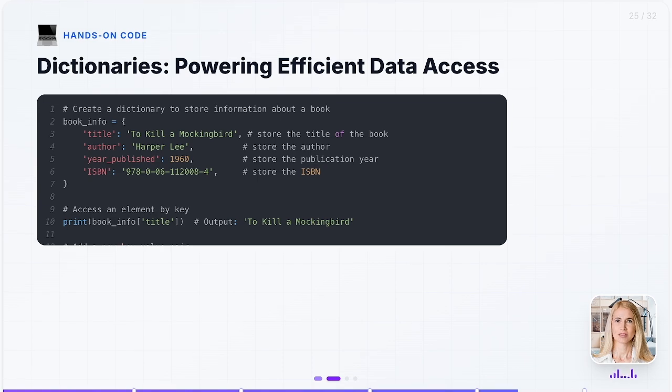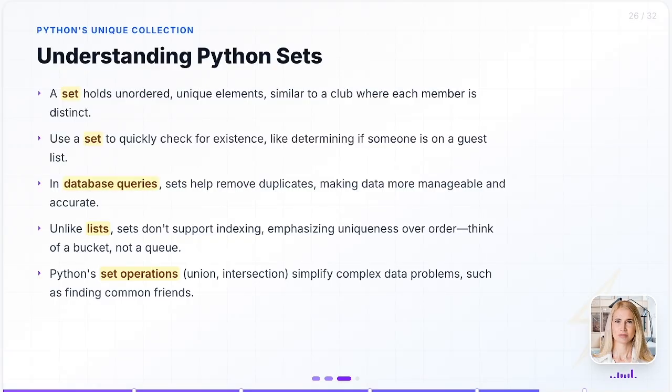Without dictionaries, managing related pieces of information would be cumbersome and error-prone, especially as your collection grows. As people often forget, dictionaries are mutable, meaning you can update their contents even to make sure no one is on your guest list twice.